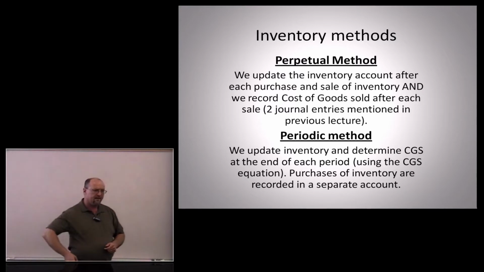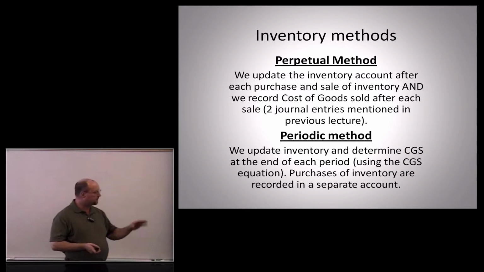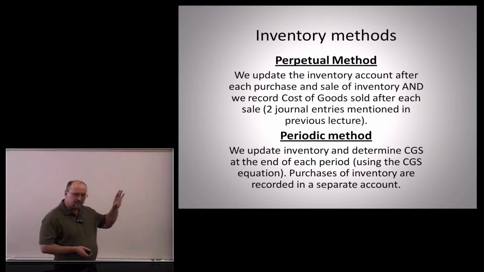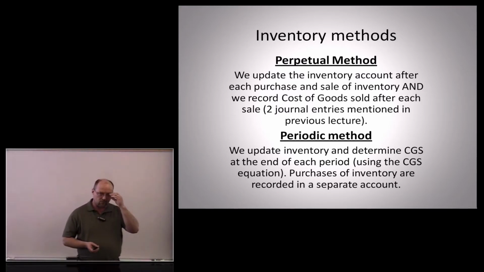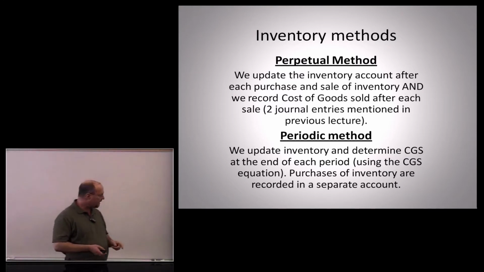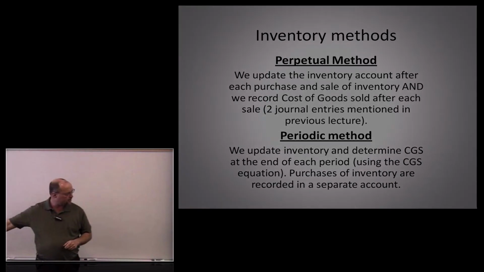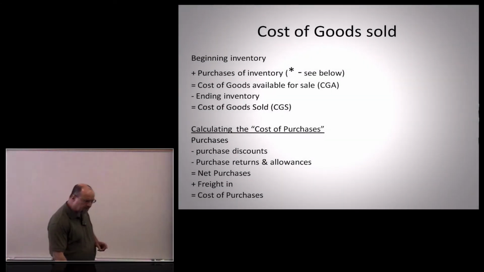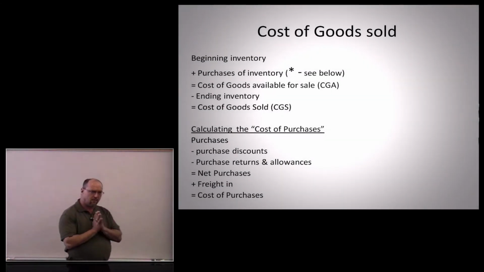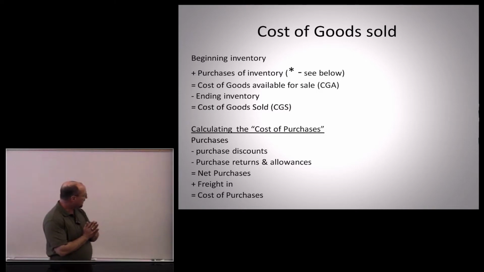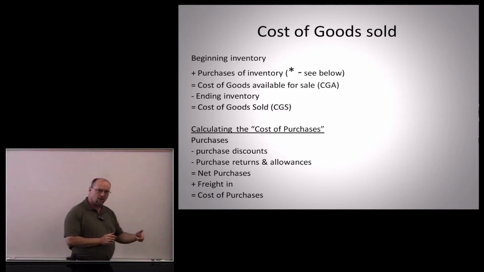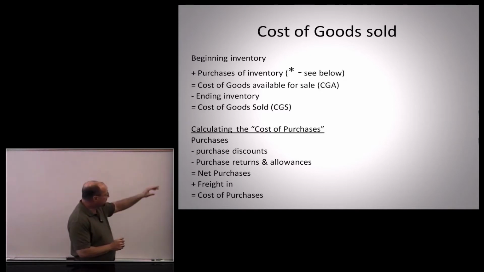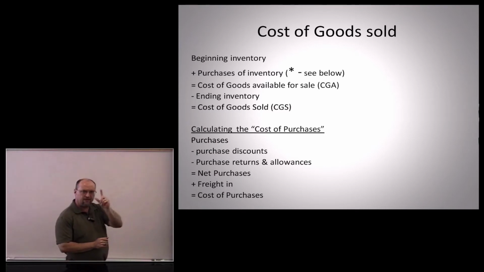Okay, so anyway, we're not going to worry about the journal entries for a periodic system. We've already talked about the journal entries under the perpetual system. So let's go ahead and look at what we call the cost of goods sold equation. It's a relatively straightforward equation, and don't make this more difficult than it really is. We start with beginning inventory. We add the purchases of inventory that we made, and this top equation is sufficient for you.